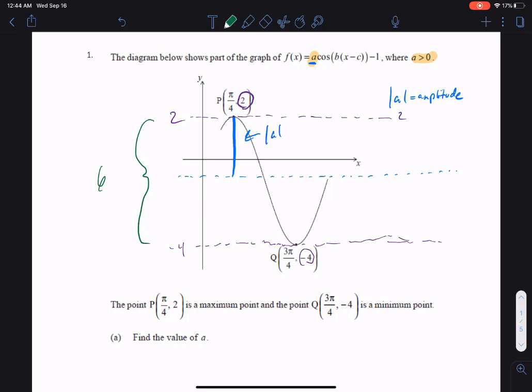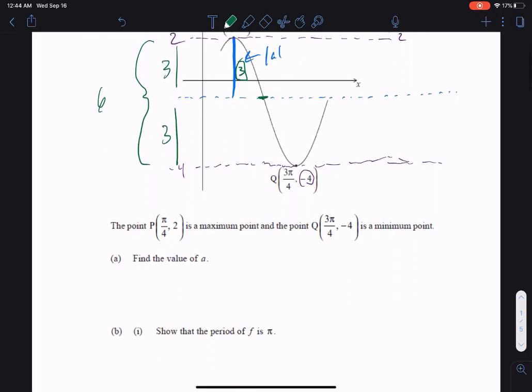There's a symmetry to this. If this is the middle of the graph, we're looking at 3 and 3, if that whole thing is 6. So it stands to reason that the amplitude here is just 3. It's half of that. So that's your value for a. Really, really simple question. Not a whole lot of work you can show for that either.